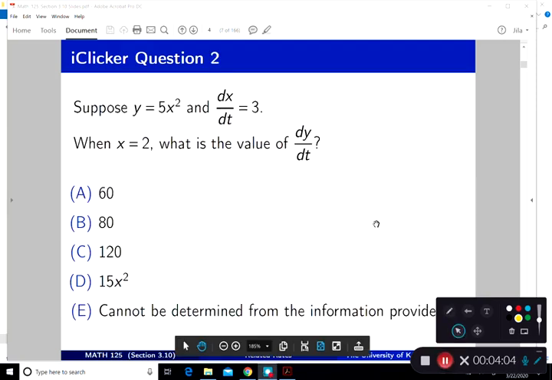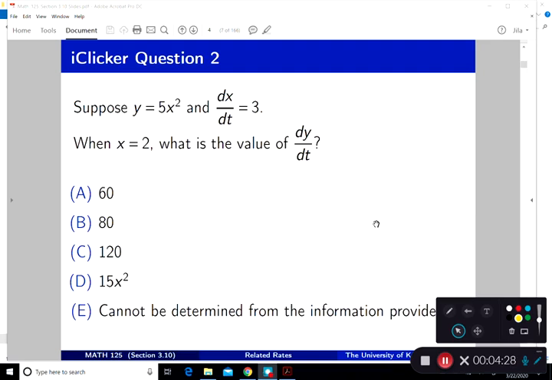So the two rates of change were related somehow. Now let's do iClicker question 2. Suppose y is equal to 5x squared and dx/dt, the rate of change of x with respect to time, is equal to 3. When x is equal to 2, what is the value of dy/dt, or the rate of change of y with respect to time? It gives you a few options.